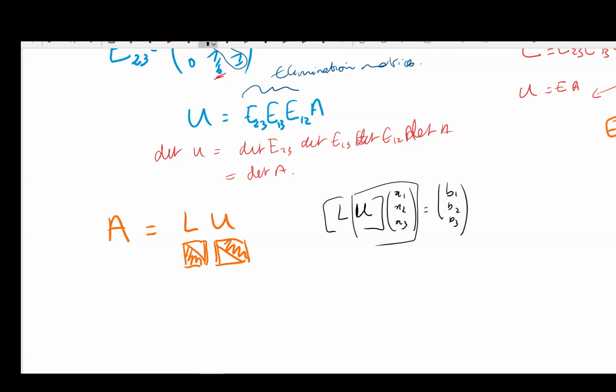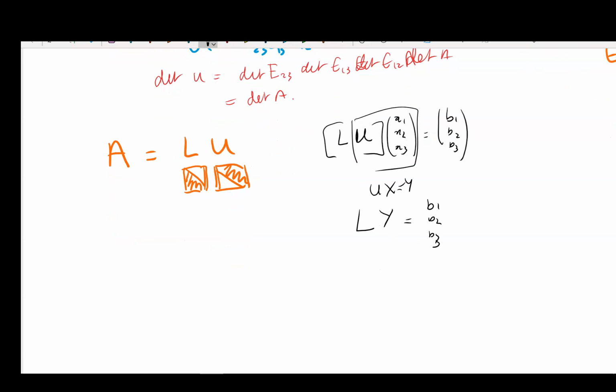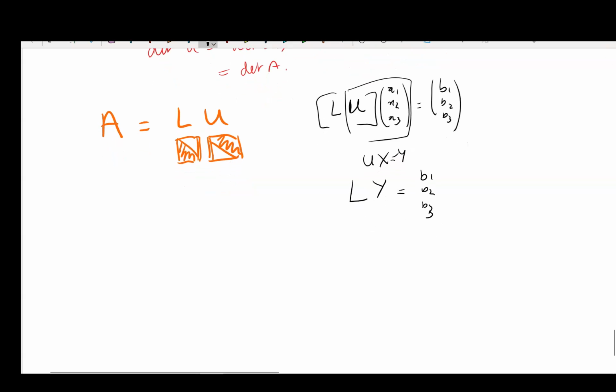first write that Ux is equal to y. So the first thing you want to solve is Ly equal to b1, b2, b3. I'm not talking about inverting completely the matrix; you can compute the inverse by doing the complete Gauss-Jordan elimination process. But here I'm just talking about solving for one specific right-hand side, not doing the whole inverse.